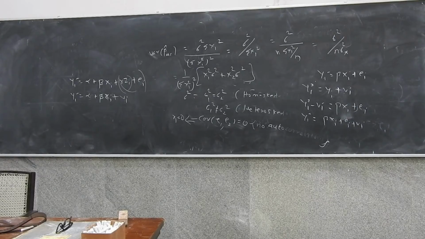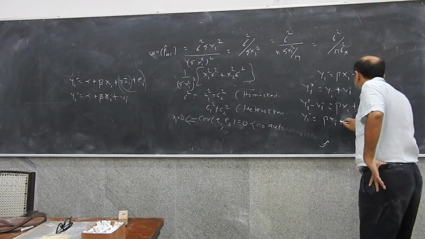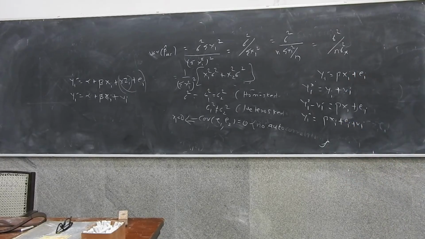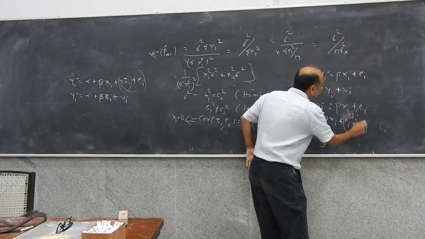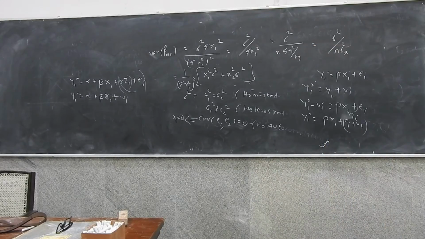Will there be inconsistency? Will beta hat OLS be biased or unbiased? What do you guys think? I can get a new error term here, call it eta_i. Y star is equal to beta x_i plus eta_i. Eta is normally distributed, and eta and x_i are not correlated. So will the OLS estimated from this model be unbiased and consistent?